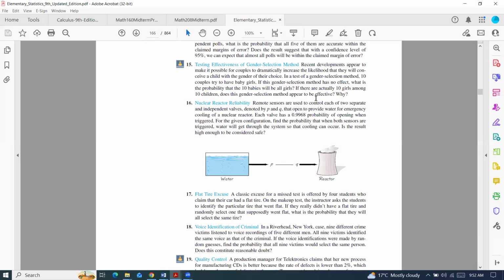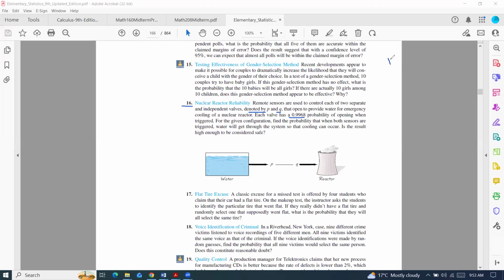Here's a picture. Let's try a problem with a picture. Problem number 16. In this exercise, I have two separate valves, P and Q. And we need to have water for an emergency nuclear reactor. That's important. If it's an emergency, we had better make sure it works well. That's why they have those valves. So Q is probably a backup for making sure everything works. So anyways, they give us a probability of opening.